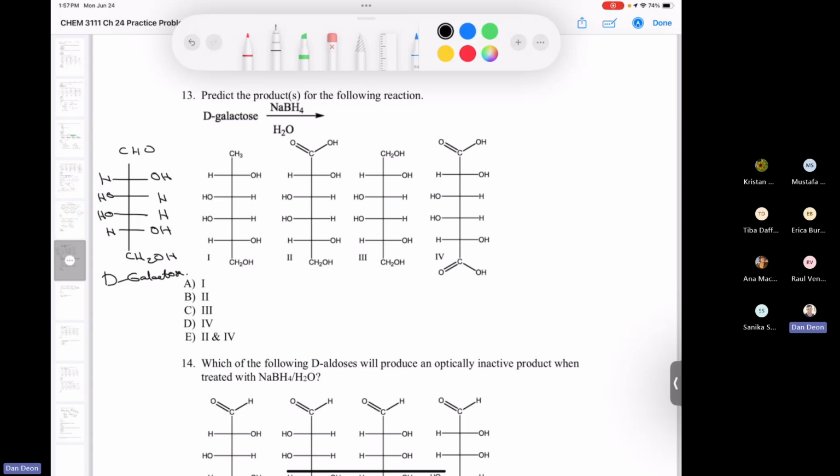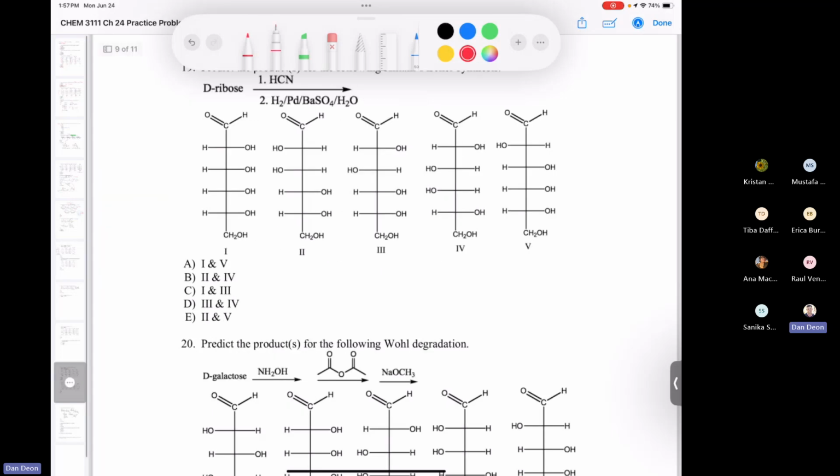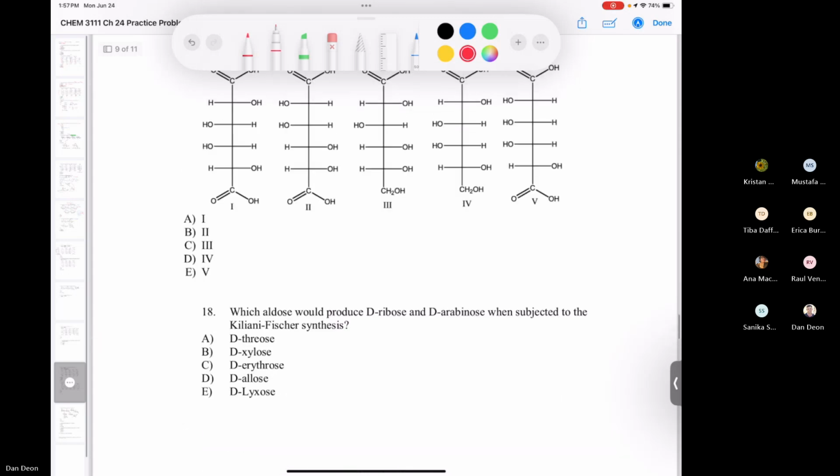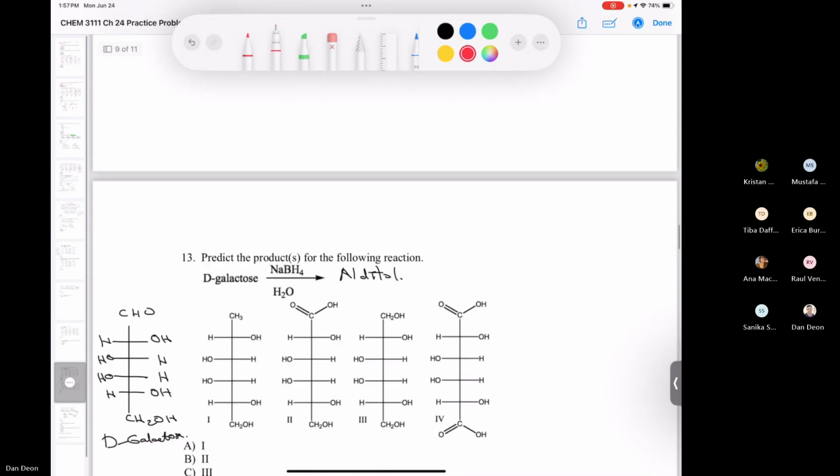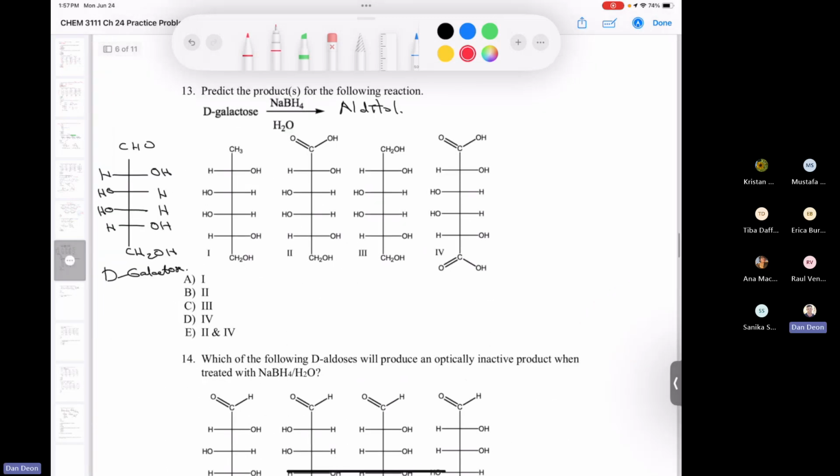So this is D-galactose. And now if we take that and treat it with sodium borohydride, remember sodium borohydride is a reducing agent, and so it's going to make an alditol. So it's just going to reduce this carbonyl down to an alcohol, and so the answer is going to be number 3. It gets reduced down to the alcohol like that.